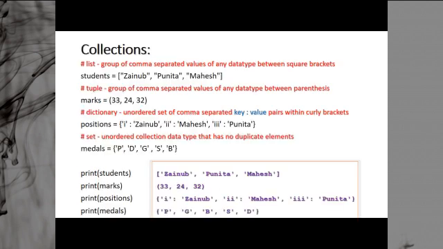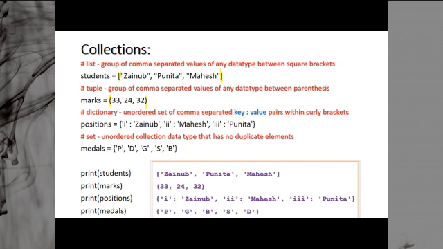Then collections. Like we have list. What is a list? A group of comma separated values of any data type between square brackets. It is always enclosed in square brackets. You can use mixed data types inside it, like students, Jana, Punish, Mahesh. Tuple, a group of comma separated values with any data type between parentheses. Here the sign changes. It is parentheses. This is a list of students. This is a tuple of marks. A tuple is immutable. You cannot change it. A list is mutable. You can easily change it.